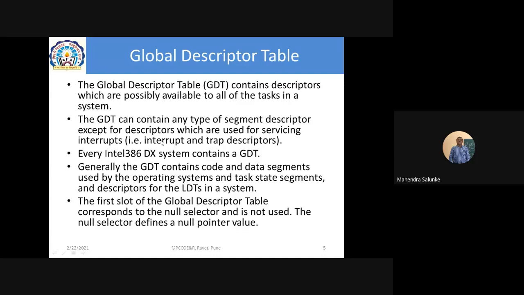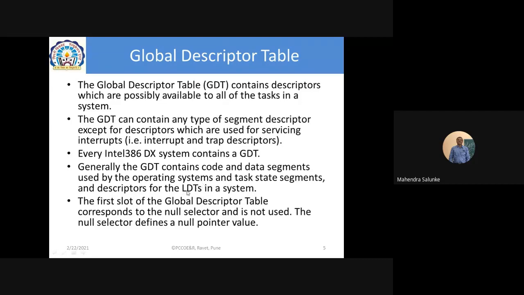All right. Now, every Intel 80386 system contains a GDT. So for every system there will be one GDT, and this GDT will contain code and data segments. Generally, it contains code and data segments used by the operating system, the task state segments, and the descriptors for LDTs. Now, this LDT is very interesting, and we are going to cover it next.